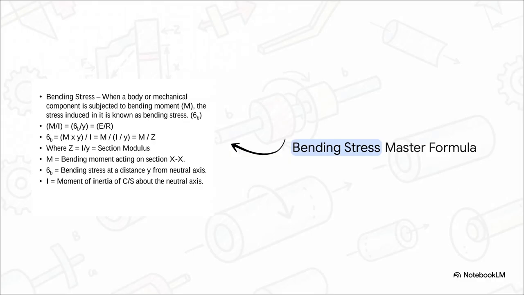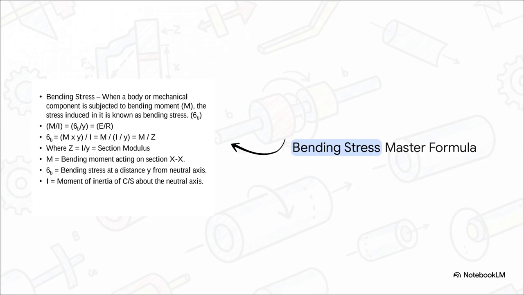Okay, so here's the master equation for bending stress. M over I equals sigma B over Y, which equals E over R. Now just think of bending a plastic ruler. When you bend it, the top surface compresses, the bottom surface stretches out, and somewhere right in the dead middle, what we call the neutral axis, nothing happens at all. It's totally relaxed.